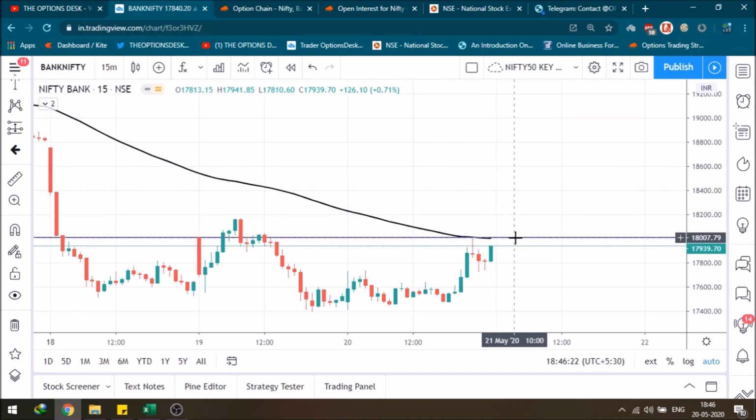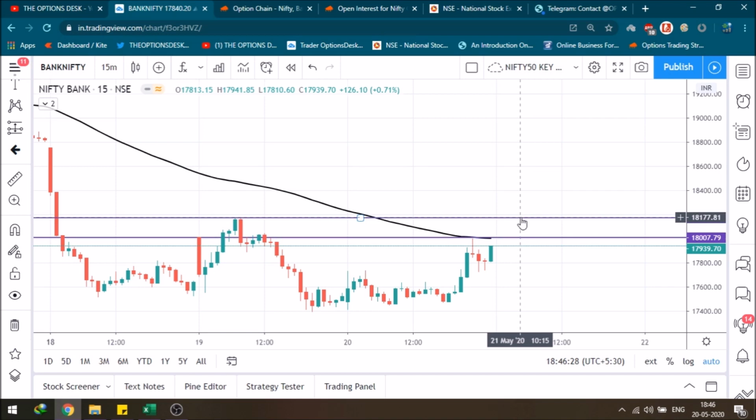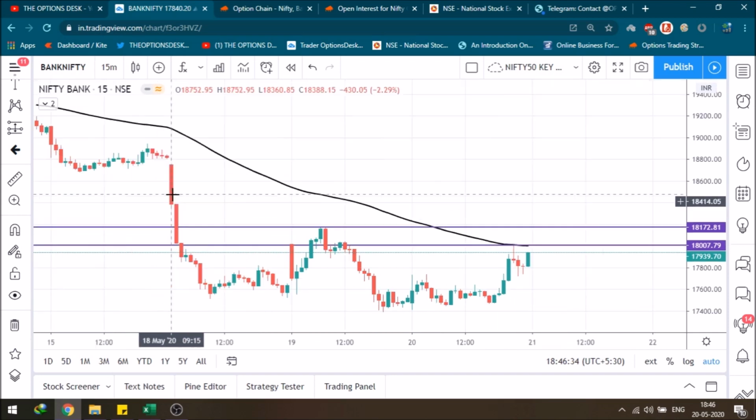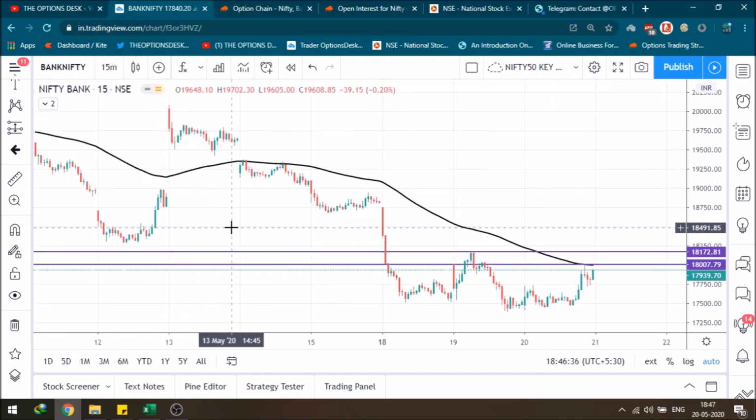And if it breaks, the next resistance, as you can see, is 18180. At this particular point, the Bank Nifty should face a resistance. If the 18,000 level is broken tomorrow, we can expect a good rally of 180 points in the Bank Nifty. On the other hand, if this final resistance is also broken, we can expect a very major resistance at this particular level.